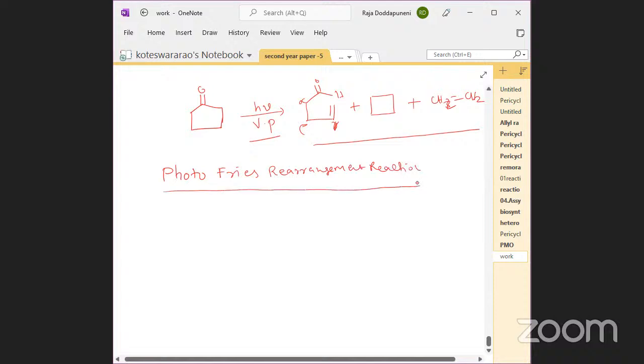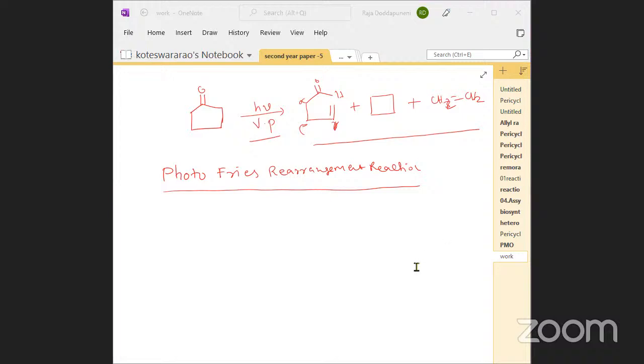How many of you know the Fries rearrangement reaction? Not the photo-Fries rearrangement. Actually, a conventional Fries rearrangement reaction is there. Anybody knows what is the Fries rearrangement? Please answer, anyone. The 11 members are there. Anyone, you can answer. What is the conventional Fries rearrangement? What's happening? What are the products? Venkatesh, Jayashree can reply. Not remembered?